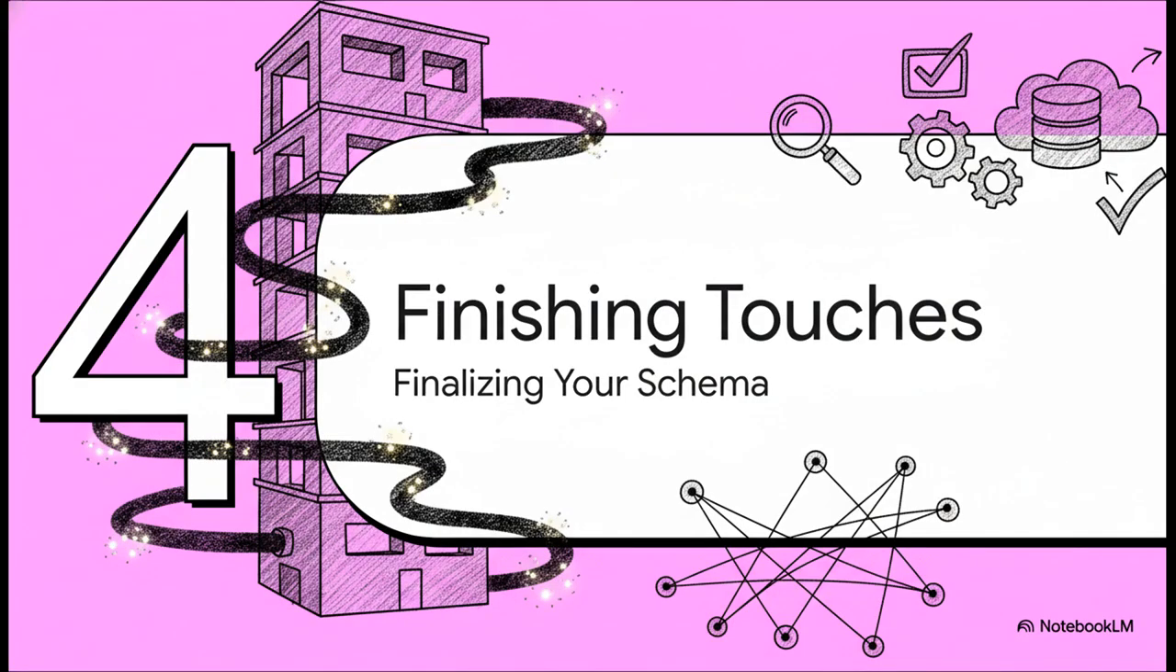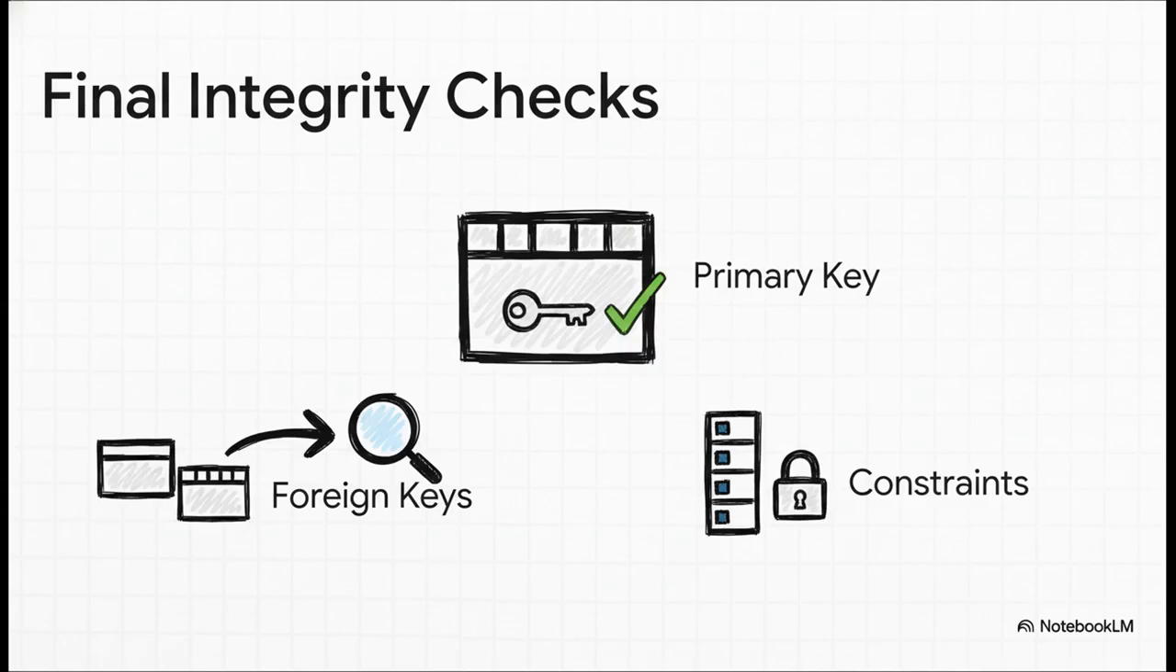We've done it. The structure is built. The rooms are all connected. Now it's time for the final walkthrough, the last inspection. These are the finishing touches that make sure our database isn't just working, but that it's also strong and trustworthy. So this final step is all about data integrity. We run through a quick checklist. Does every single table have a primary key? Yep. Are all our foreign keys pointing to the right place?